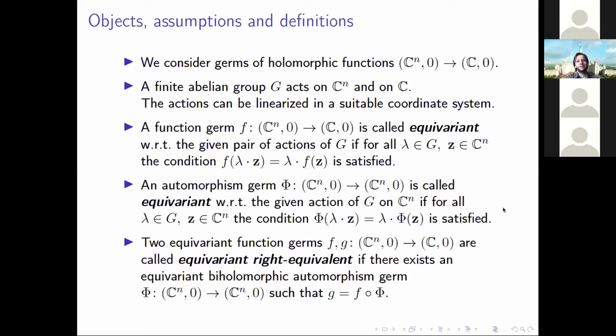Therefore, we have a natural equivalence relation between equivariant function germs. Two equivariant function germs are equivariant right equivalent if there is an equivariant automorphism germ that transforms f into g. So that's a very natural notion. I would like to say that I will often use the words functions or automorphisms without pronouncing the word germ, but in fact, I will always talk about germs here.